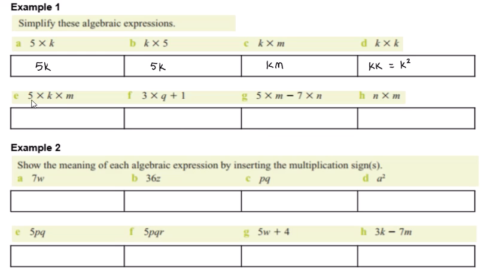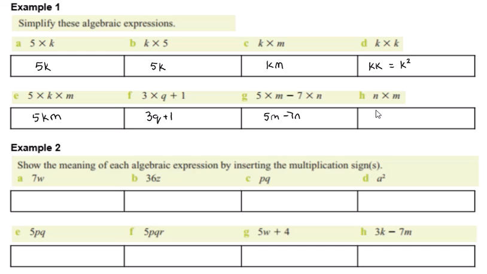Next one, we have 5 times k times m, so we just remove the times signs. 5 times k, which is 5k, and an m. Now f has a times sign and a plus sign. We always need to put our plus sign in, so this one is going to be 3q plus 1. G, we've got 5 times m minus 7 times n, so very simply 5m minus 7n.